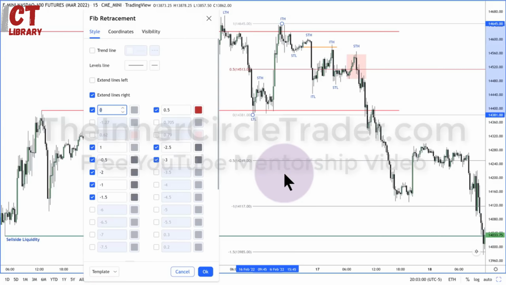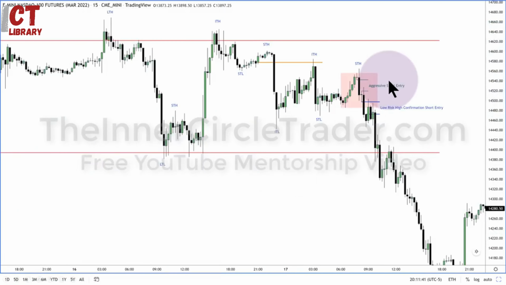So if we're looking at this little shaded area here, I want to zoom in now and get down to the heart of this teaching. This is the same 15-minute time frame. I'm just zooming in a little bit more. This is an aggressive entry for going short.